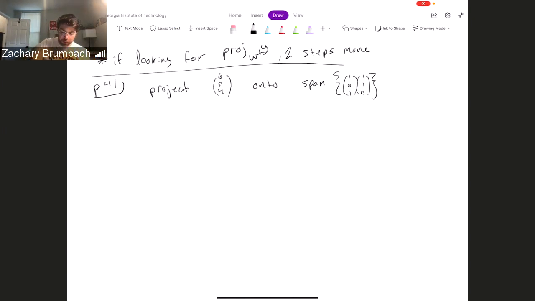So what we do here is we find A. A is [1, 1; 0, 1; 1, 0], right? Just our vectors in the columns. Our B is (6, 5, 4).